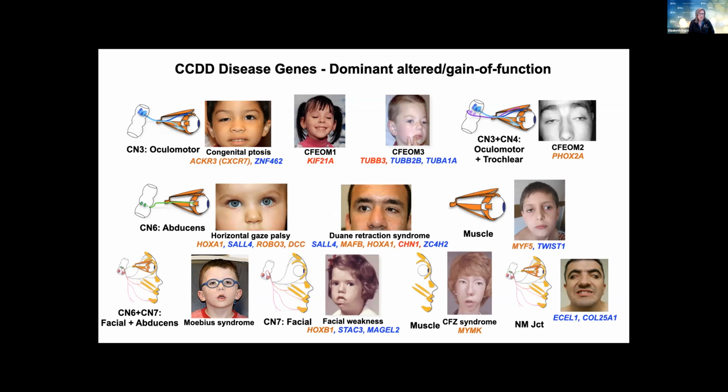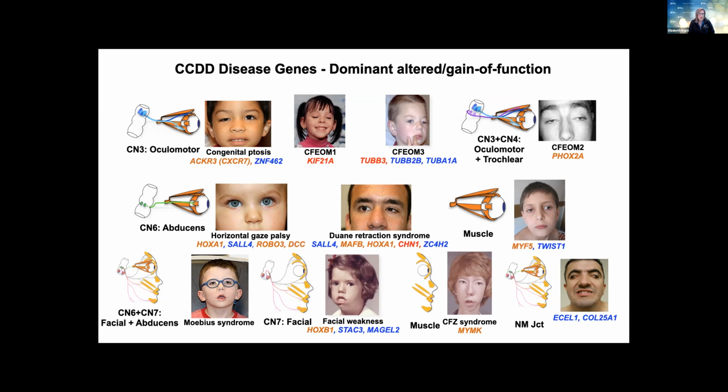I just want to highlight here, in orange, the genes that work through a loss of function mechanism. And we're fortunate that knockout mouse models for many of these were already reported, and the mouse phenotypes corresponded nicely with the human phenotypes. We imported a subset of these for more detailed mechanistic studies.